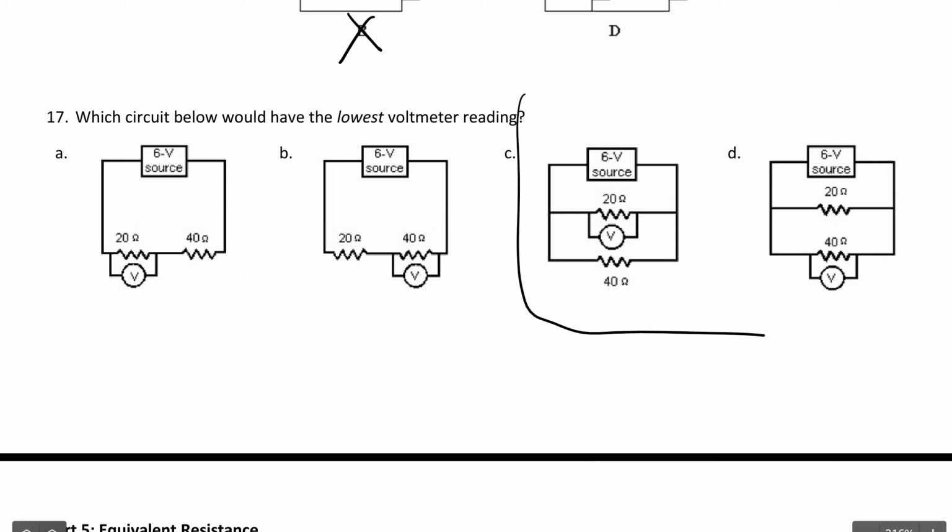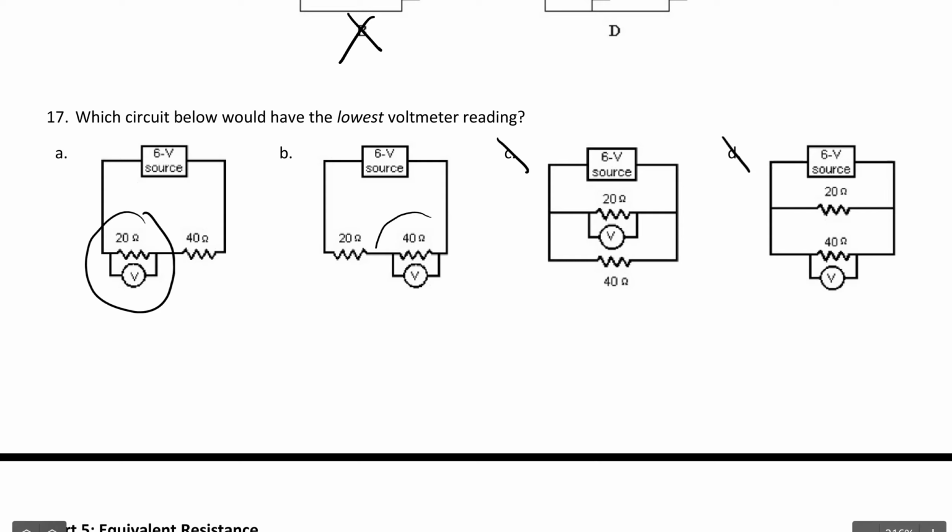In parallel circuits, the voltage is the same everywhere. So this would actually read 6 volts. We know that. This would read 6 volts. So if we're looking for the lowest voltmeter reading, we can eliminate C and D because we know with A and B, it's only a part of the 6 volts. So where would it be the lowest between A and B? Well, the current is the same everywhere in a series circuit. So the question is which one, the 20 ohm or the 40 ohm resistor, needs more voltage to push the current through at the same rate? Which is required?